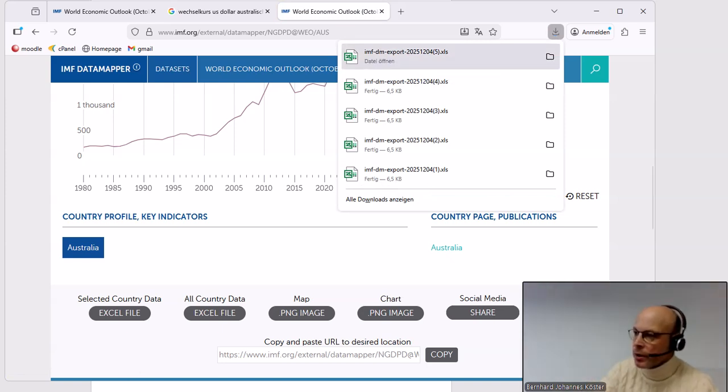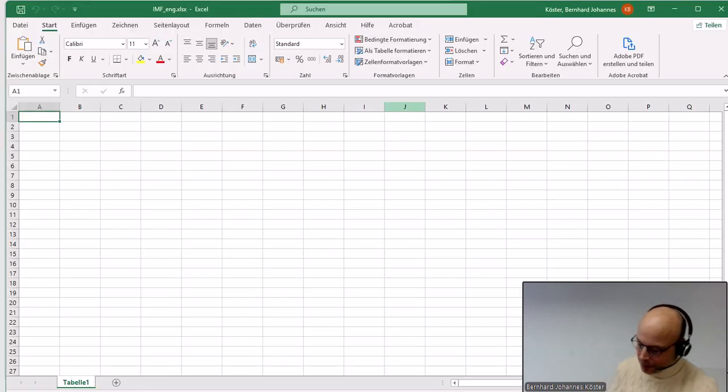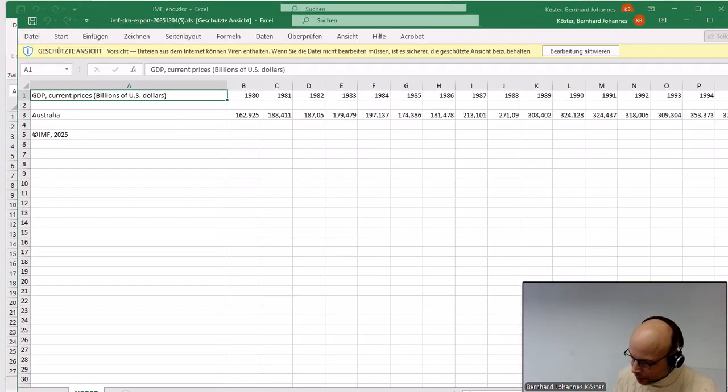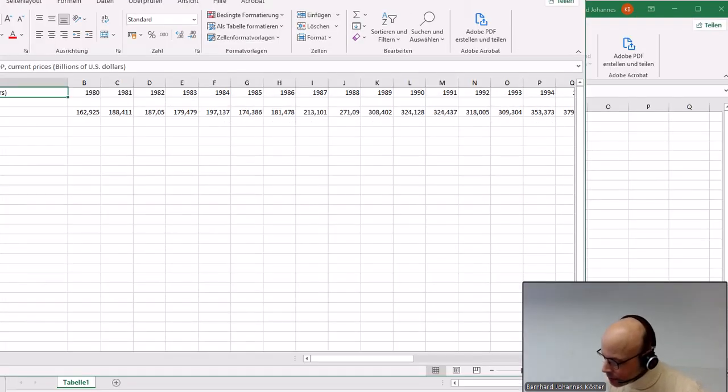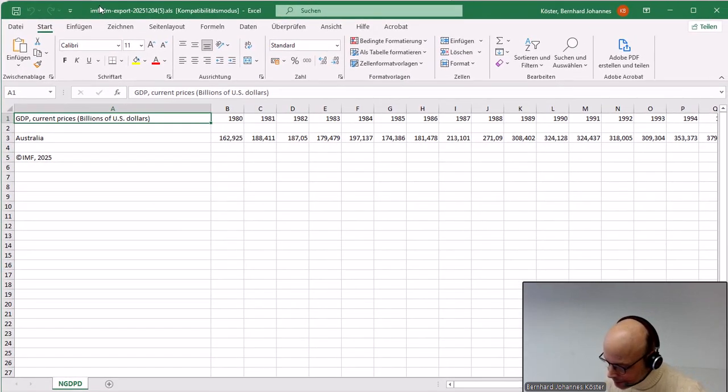I don't know how you have it in your browser. Maybe you are asked where it should be downloaded. In my browser it's automatically downloaded. But I think you know how to download data from the internet. So I open the data and here we have it. Let me move it so you can see it here. GDP at current prices, billion US dollars. So please also check that you have downloaded the right data.